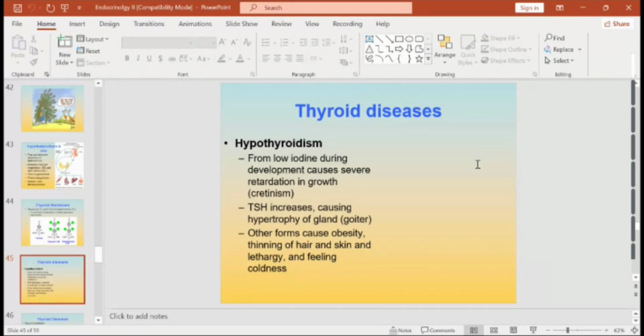So we have a hormone secreted by the anterior pituitary gland called thyroid stimulating hormone, and that will continue to cause the gland to produce thyroid hormone. But since we don't have the precursor, which is iodine, the gland will increase in size, or undergo a process called hypertrophy. The gland becomes bigger, the lobules increase, and we call that a goiter. Other features include the hair becoming a little thin, and feeling of coldness or cold intolerance, because we have a low level of circulating thyroid hormone.